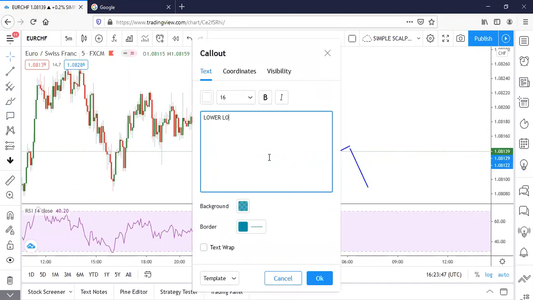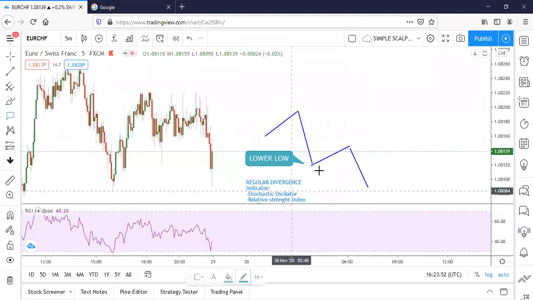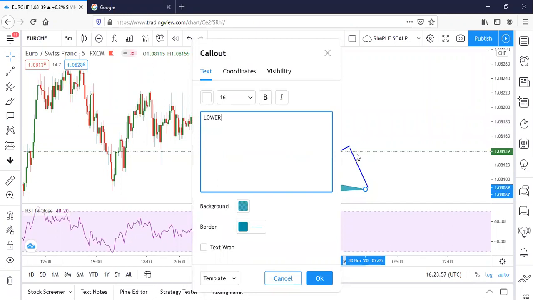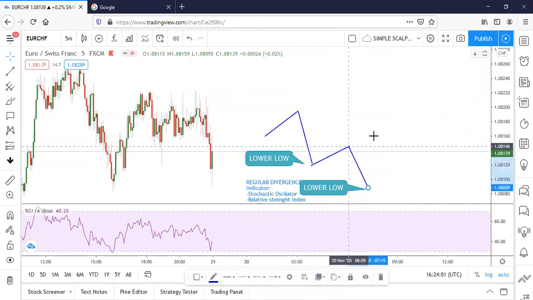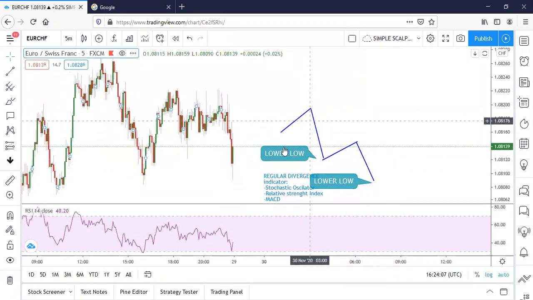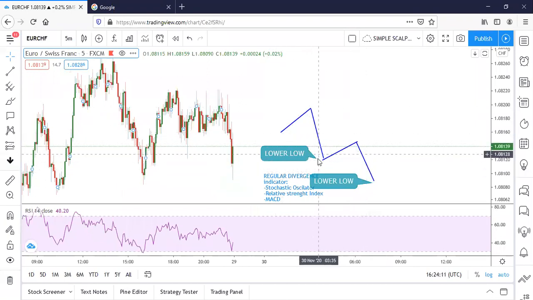Lower low. Okay. And this is another lower low. So that is what you want to spot on your price chart first. Once you are able to spot that, you may be able to see that price is giving you this kind of structure, and this is called lower low.